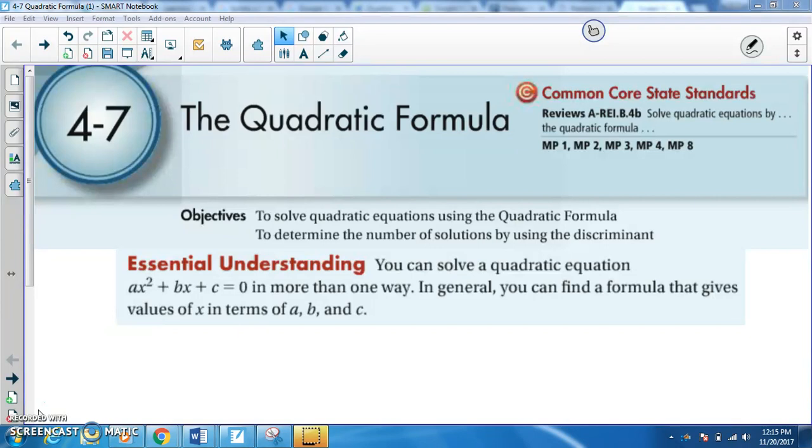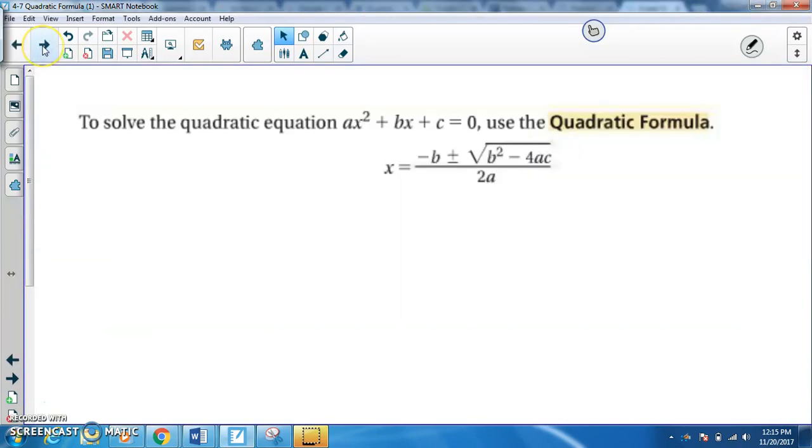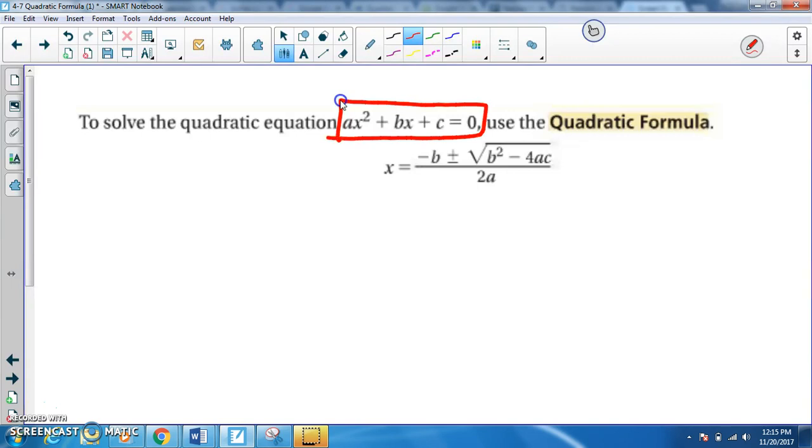Our essential understanding: you can solve a quadratic equation, ax squared plus bx plus c equals 0, in more than one way. In general, you can find a formula that gives values of x in terms of a, b, and c. That formula is going to be called the quadratic formula. The quadratic equation, ax squared plus bx plus c equals 0, is in standard form. So when we are in standard form, we can use the quadratic formula.